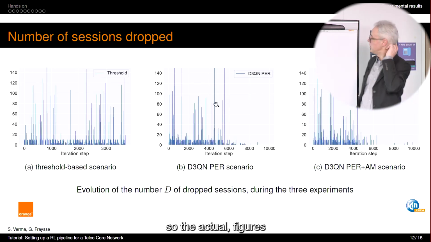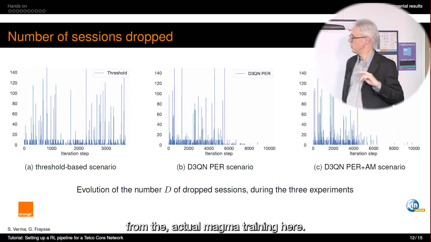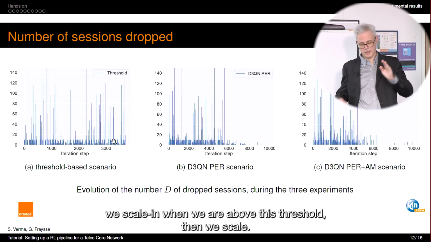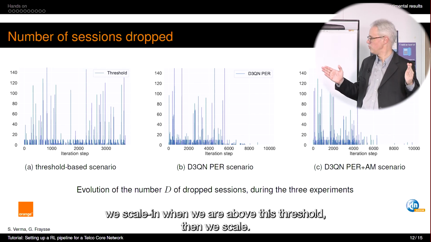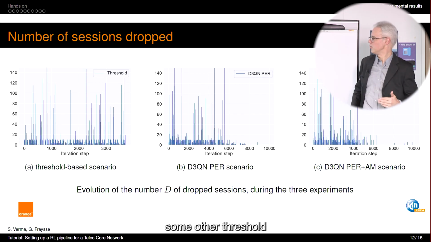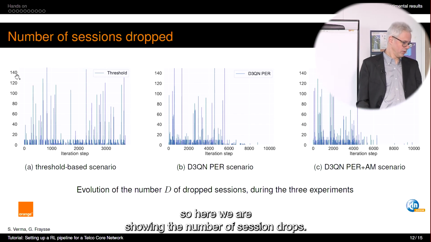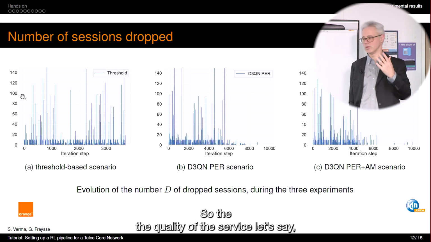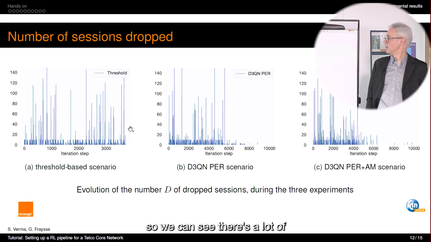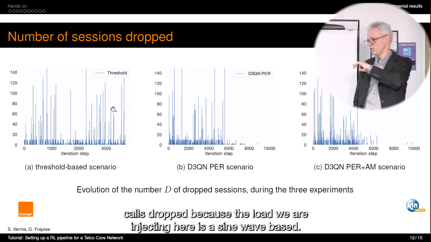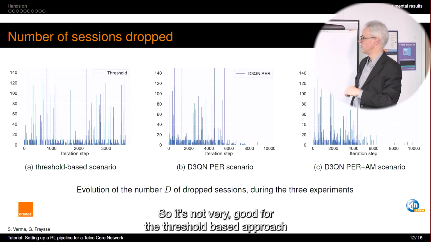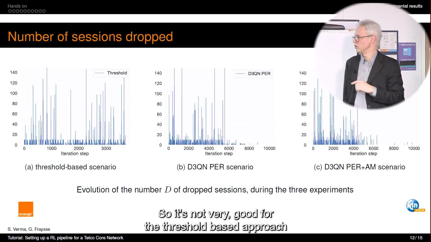So the actual figures from the actual Magma training here. We compare to a threshold-based approach that I mentioned before. We scale out when we are above a threshold, and scale in when we're below some other threshold. Here we are showing the number of sessions dropped, so the quality of the service, let's say. We can see there's a lot of calls dropped because the load we are injecting here is sine wave based. So there are a lot of changes across the threshold, so it's not very good for a threshold-based approach.